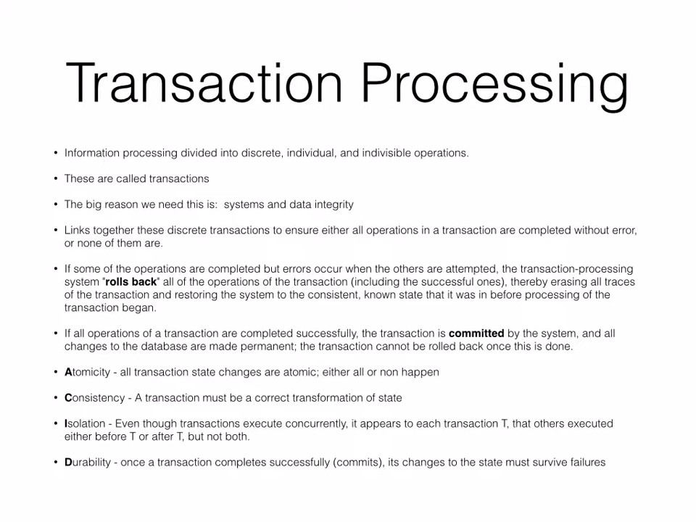So either everything happens, everything goes through, or it rolls back to its state before the transaction intended to take place. If some of the operations are completed but errors occur when others are attempted, the transaction processing system uses a rollback mechanism to roll back all of the operations of the transaction, including even the successful ones, thereby erasing all traces of the transaction, restoring the system to the last known state that was consistent before the transaction began.